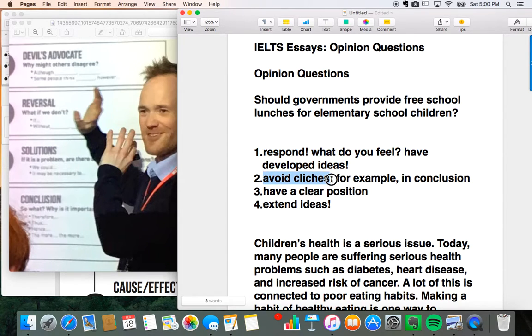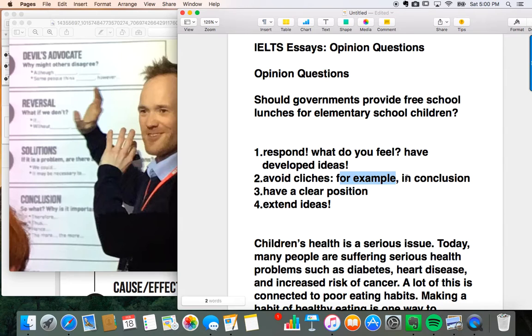Second piece of advice: avoid cliches. Now, I always use "for example" as my example. You don't need to rely on these expressions. For example, in conclusion, first of all, in my opinion. They're not wrong. Actually, first of all is okay, but in conclusion, it doesn't really help you.